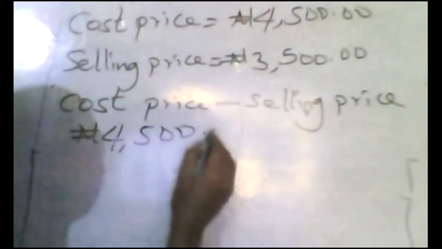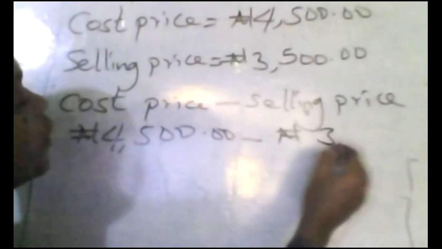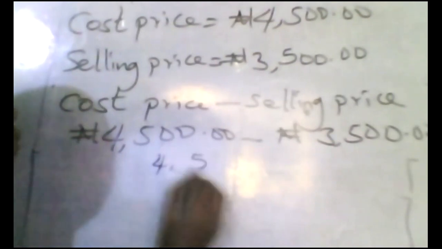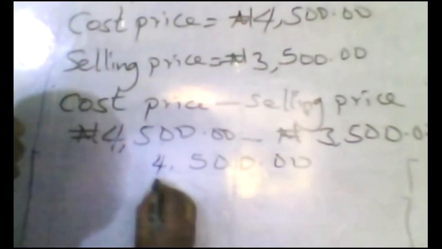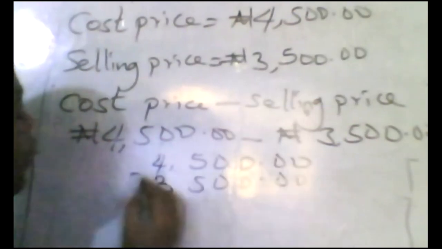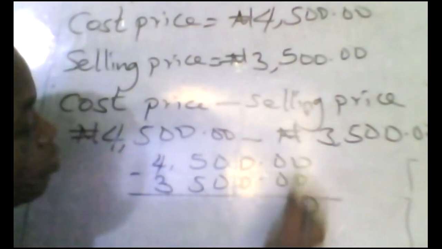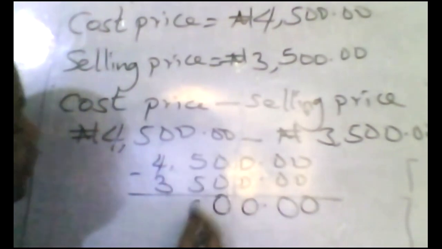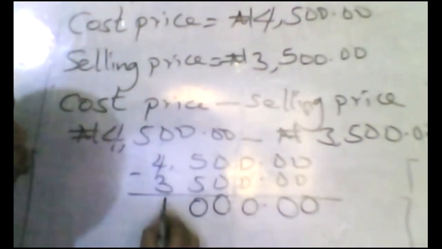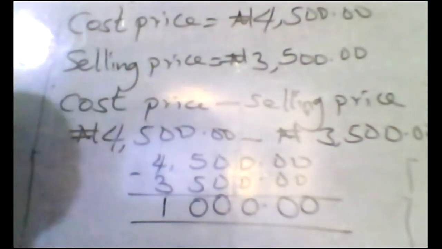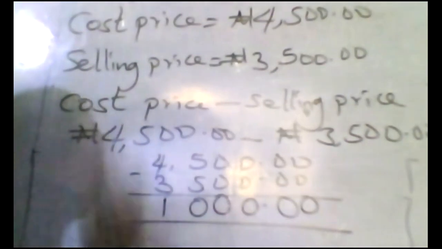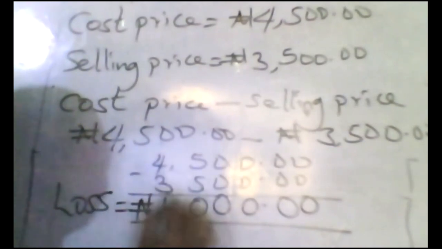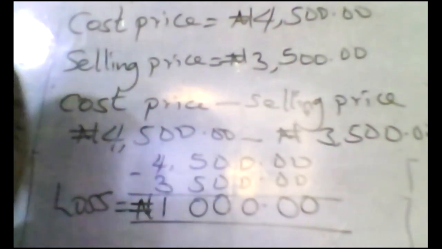4,500 naira minus 3,500 naira. Now, let's subtract it. 4,500 minus 3,500 naira. 0 minus 0 is 0. 0 minus 0 is 0. Then 5 minus 5 is 0. Then 4 minus 3 is 1. You can see that here we have the cost price to be 4,500 and the selling price is 3,500. So the loss of that article is 1,000 naira.